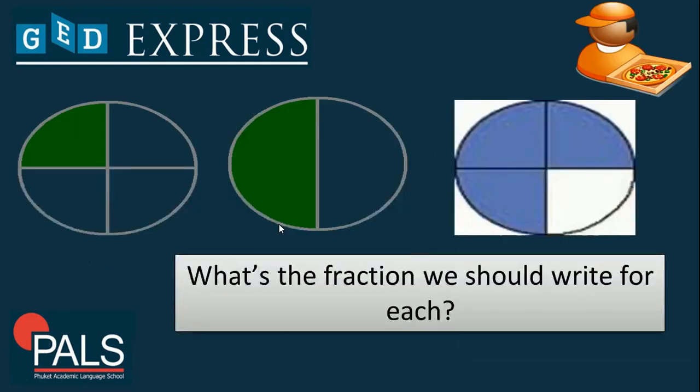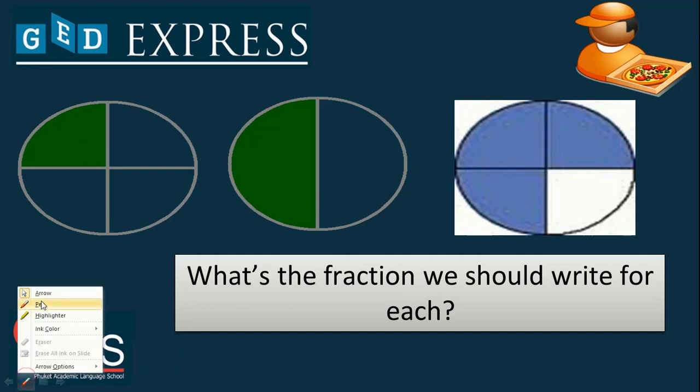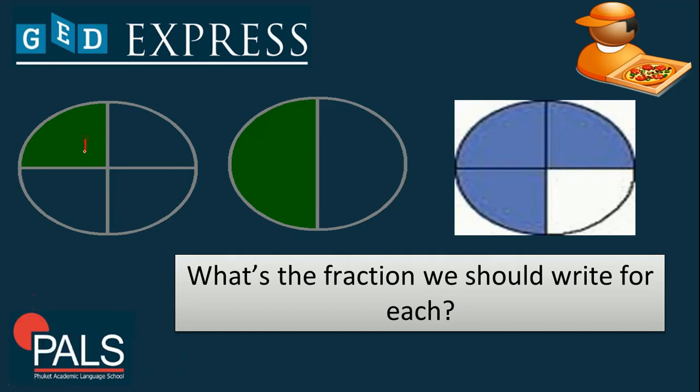Now let's try this one. Express these partitions by basing your answer on the part which is shaded. So in this case, this would be 1, 2, 3 and then 4. So if there is only one colored part, the answer would become 1/4.